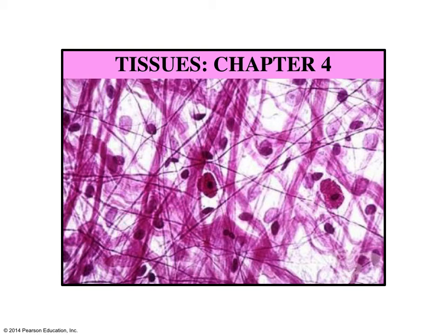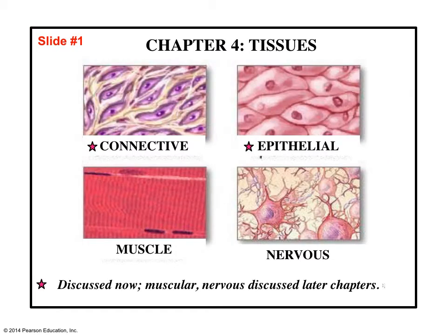Chapter 4 is on tissues. There are 4 types of tissues, but in this chapter, we are going to concentrate on epithelial and connective tissues proper.